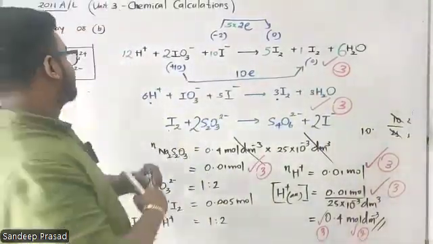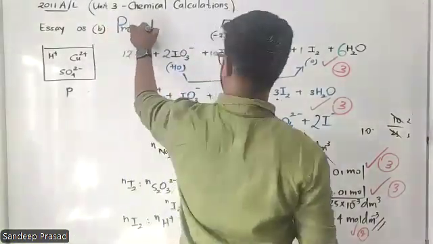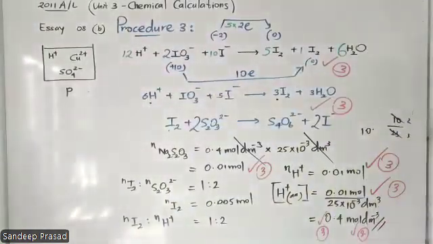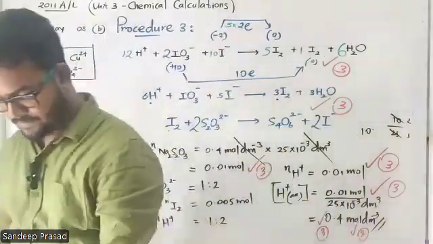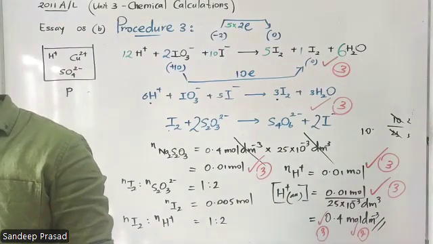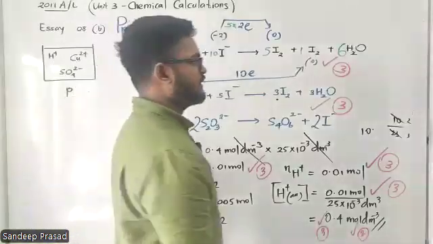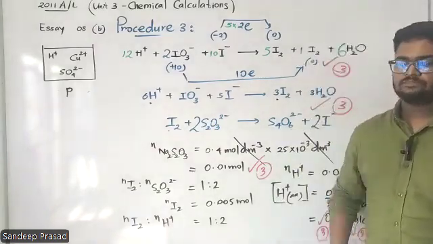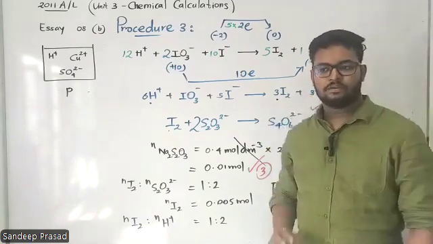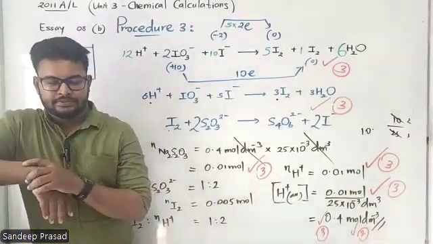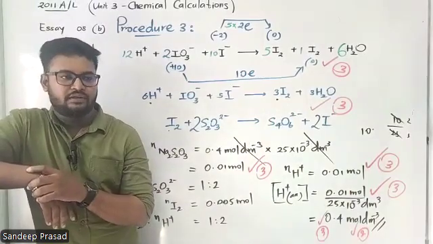So this is what happened in the procedure number 3. So these are the calculations in 2011 A-level exam. Next week we can discuss 2012 unit number 2, structure and bonding questions and chemical calculation questions.